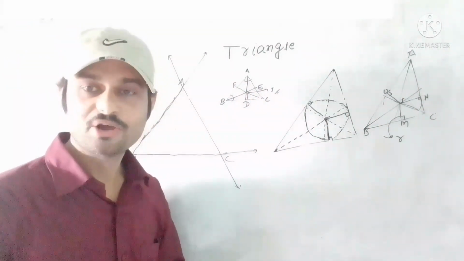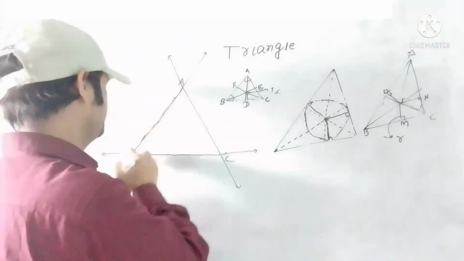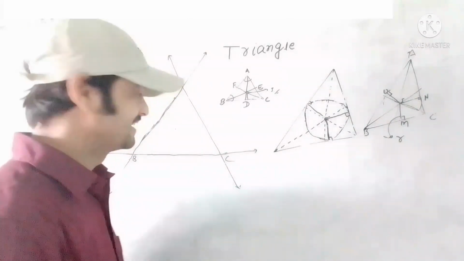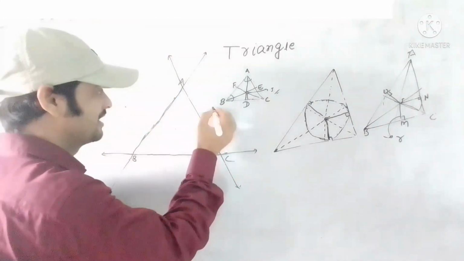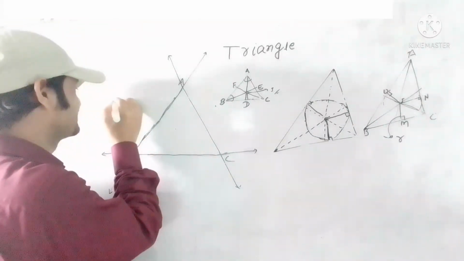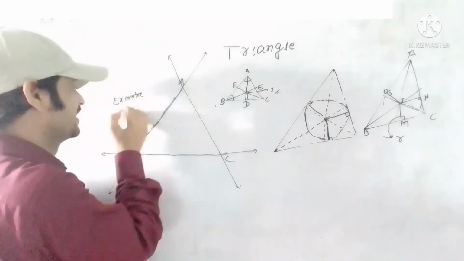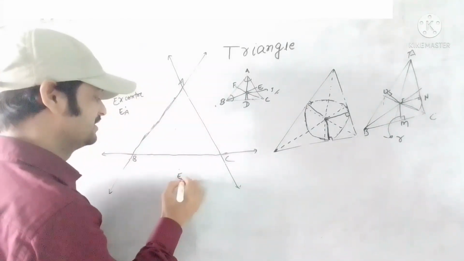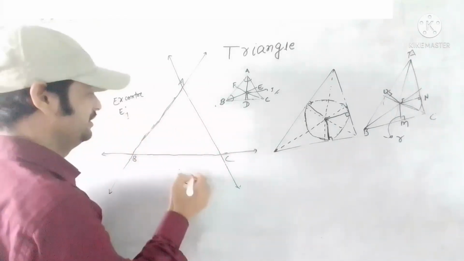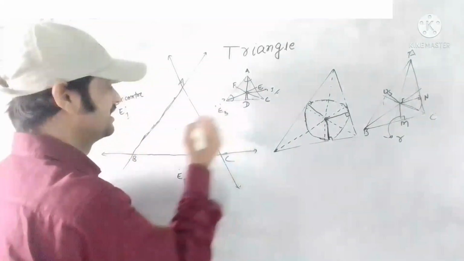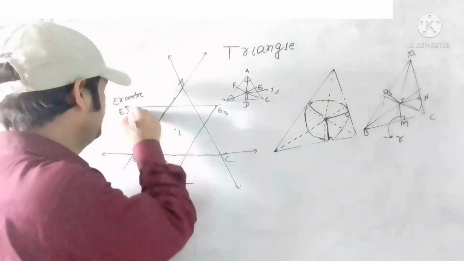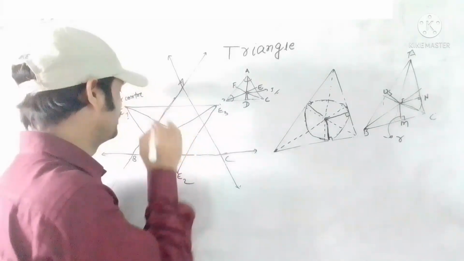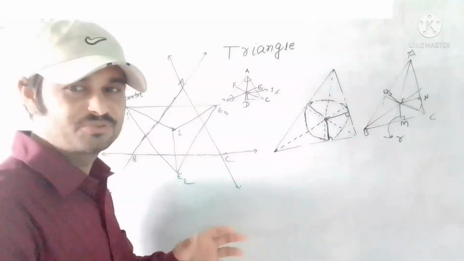Another, there are 3 points which are equidistant from these three lines AB, BC and AC. Here is my concept. These 3 points are called excenters. Here excenter E1, here excenter E2, and here E3. If we join E1 to I, E2 to I and E3 to I, then 3 triangles form.